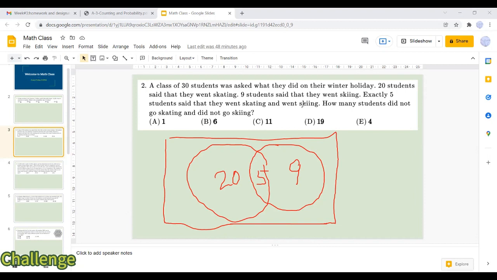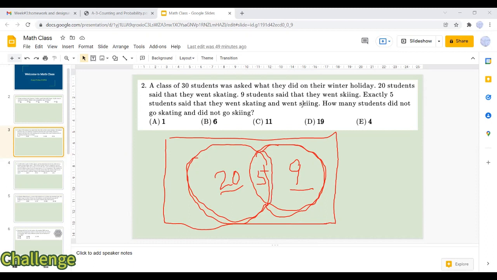And if we want to find the number outside of the Venn diagram, as you said, we want to find the number of both skating or skiing. So if we have skating or skiing, then we want to find the number of these 2 Venn diagrams combined. But we want to be careful. We can't just add 20 and 9, or else we're overcounting. We have a 5 in the middle. So how are we going to deal with a 5?